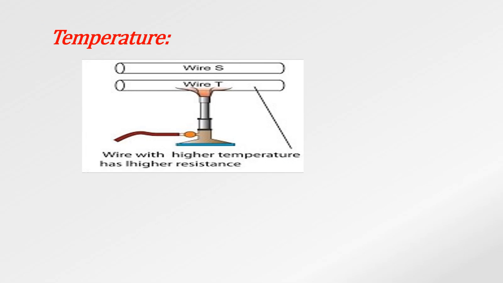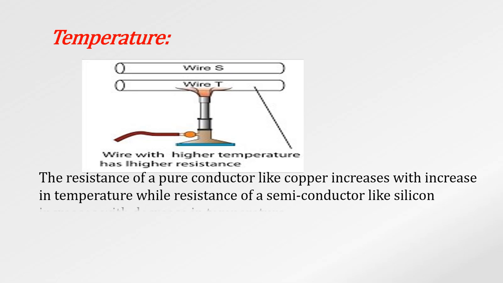The third factor is temperature. Think about it, temperature. Now let's consider 2 wires, S and T. T is being heated and S is not. The wire with higher temperature has higher resistance. This one will have a higher resistance than the one which is not heated. So that means the resistance of a conductor increases with increase in what?